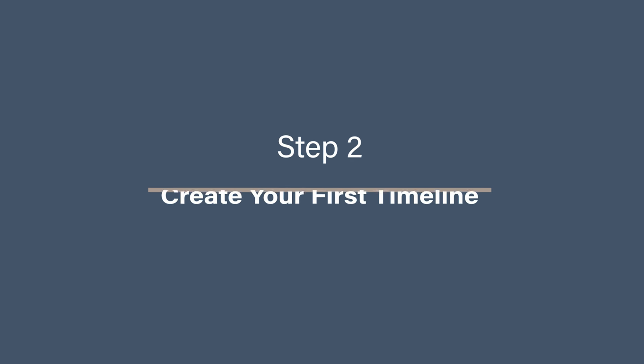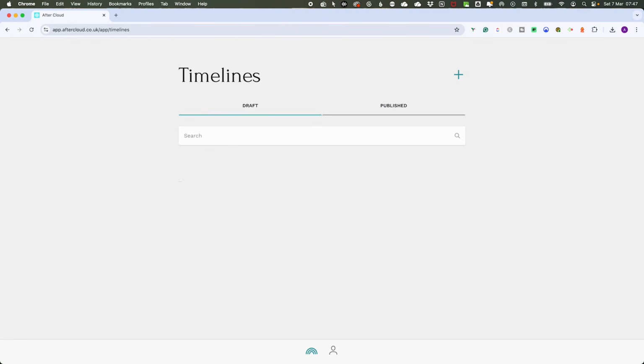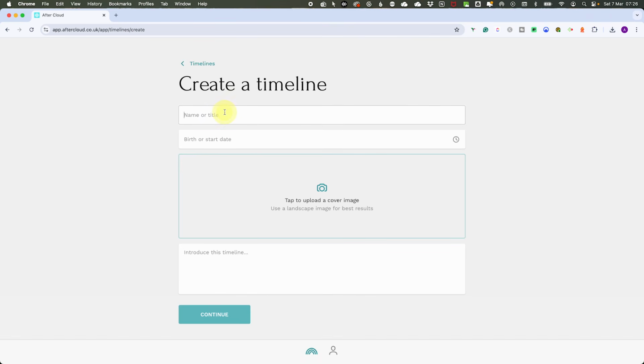Step 2. Creating your first timeline. Next, we'll set up your first timeline. To begin, click the plus icon in the top right corner. Start by giving your timeline a name. Most people use their own name, but you could also create one for a parent, grandparent, or someone you want to honor. Next, add a birth date or a start date if you're creating this for something else.